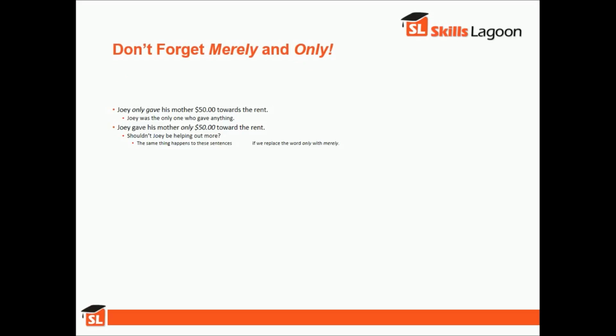The next one is merely and only. Here's an example. Joy only gave his mother $50 towards the rent. So Joy was the only one who gave anything. That's where the ambiguity comes. Look at the next variant. Joy gave his mother only $50 toward the rent. And now this makes more sense, which emphasizes that he only gave $50 and not more.